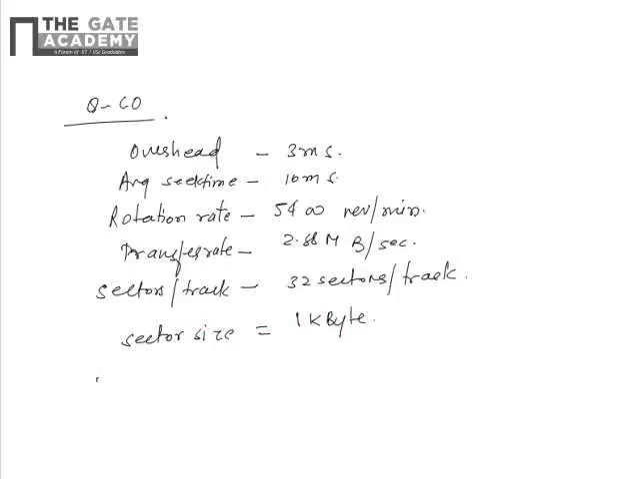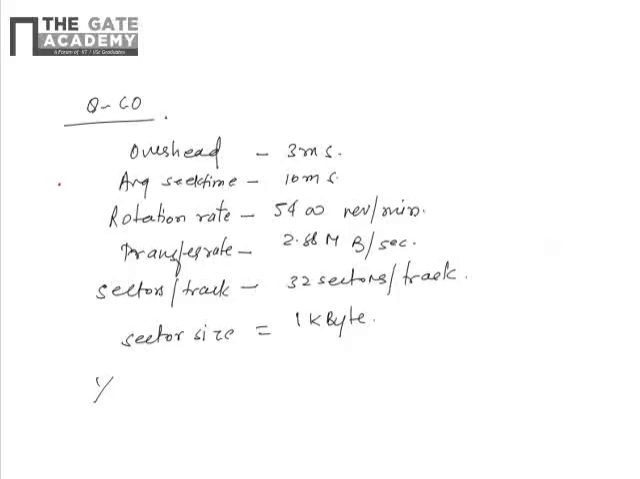In the first part, they have asked what is the average time to read or write 16 kilobytes in 16 consecutive sectors in the same cylinder. Suppose this time is A. Usually when we calculate the access time, it is the sum of the average seek time plus the rotational delay. But here the overhead and the transfer rate are also given, so we have to include all these factors.